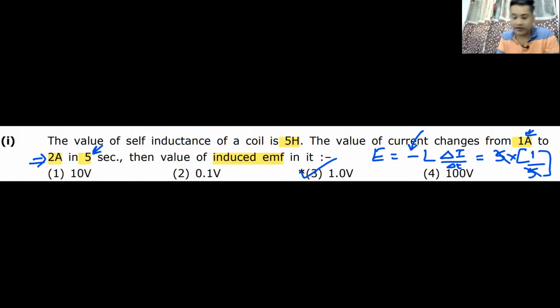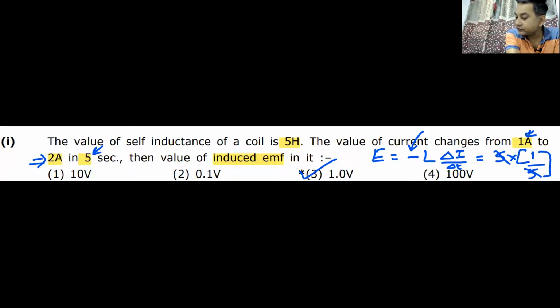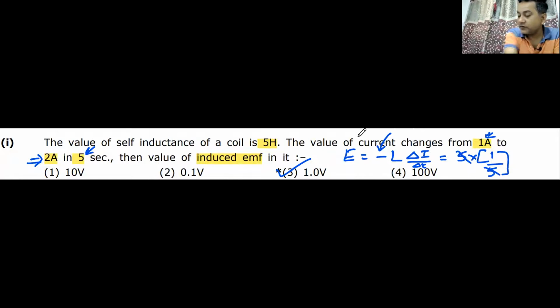Just 2 formulas we have read. What are the 2 formulas that we have read? The first formula is N phi, the total flux, is equal to Li. So some questions can be done by this formula. The other formula is E is minus L delta I by delta T. The other questions can be done with this formula. Do we understand this?